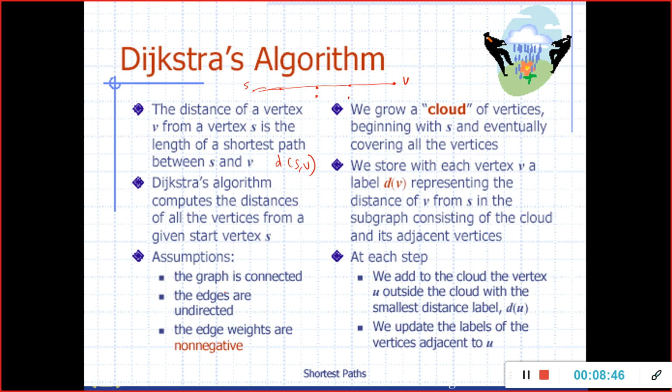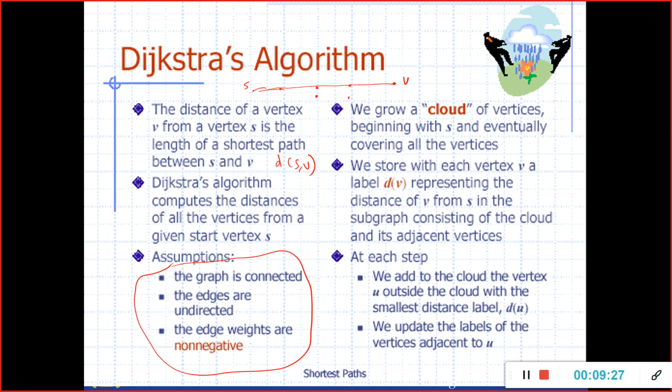So the assumption is the graph is connected, the edges are undirected. So these are all assumptions. It can also be directed, but in this course we will not cover the directed Dijkstra algorithm. The graph is connected, the edges are undirected, and the edge weights are non-negative, a real number. You can also have negative edges, negative weights, but we will not cover that. So these are the three important assumptions for the Dijkstra shortest path algorithm.